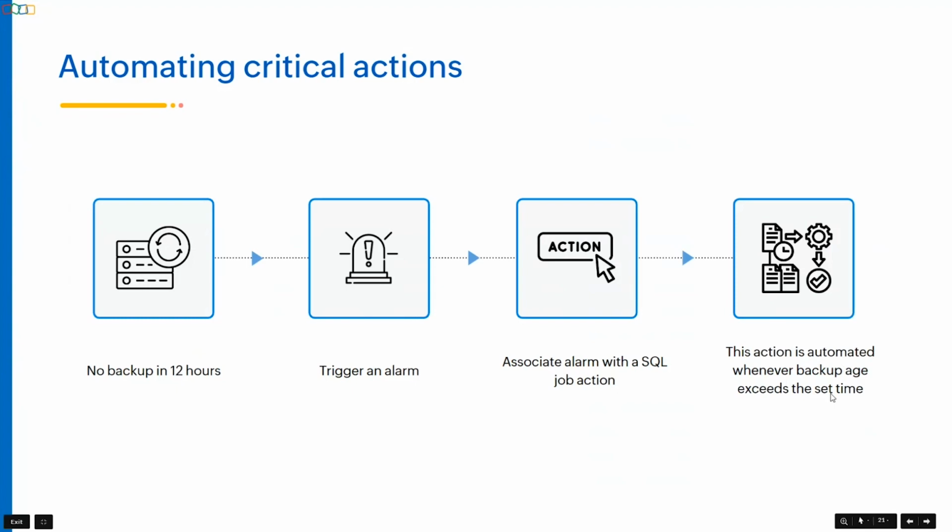When we looked at the database monitor and the key metrics in the database monitor, under the jobs and backup section, we looked at the backup age. So if you associate a threshold profile to that backup age attribute, you will be able to trigger an alarm for the same and also associate an automated action to that alarm as well.